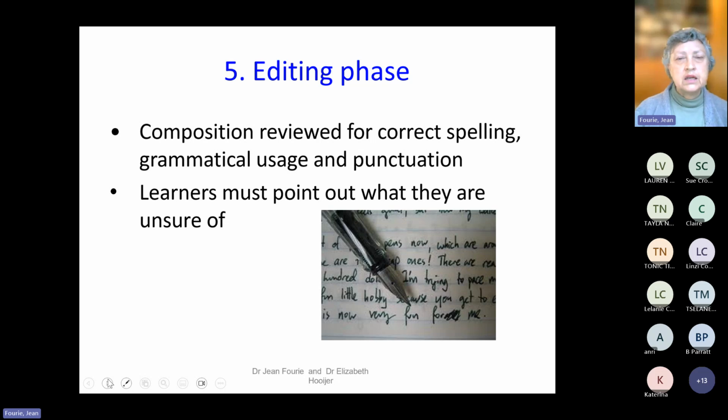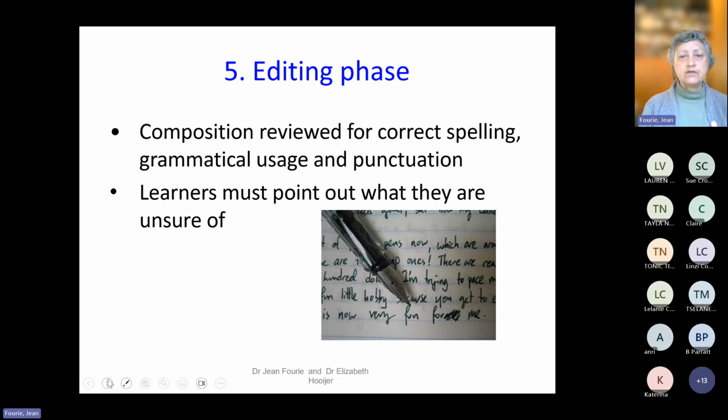So for editing, we are looking at correct spelling, grammar, and punctuation. And the crucial thing during remediation is you want the child to start seeing where they are making mistakes, because they are the ones that need to be able to edit their own work.